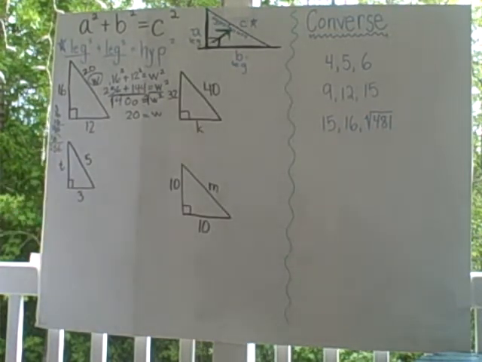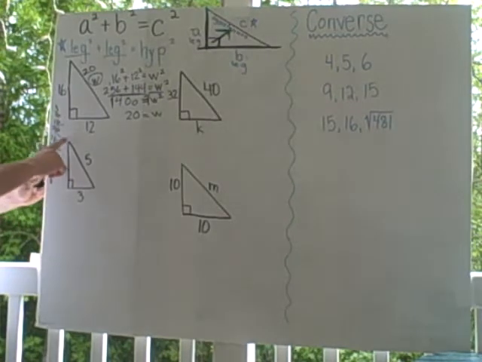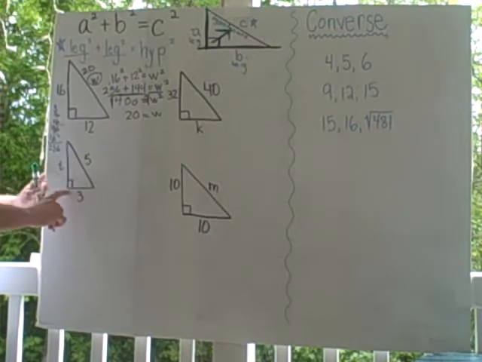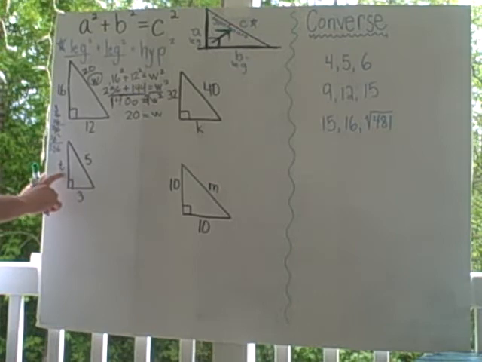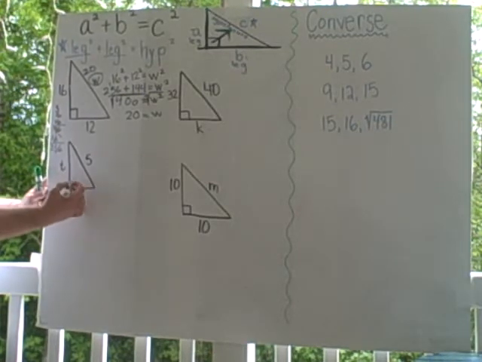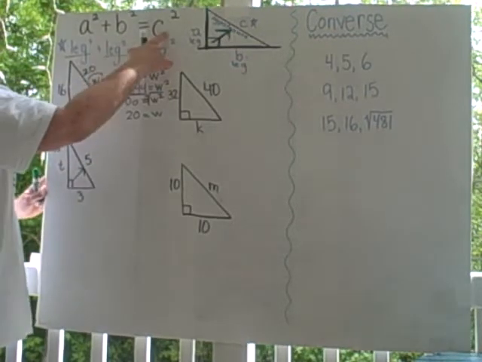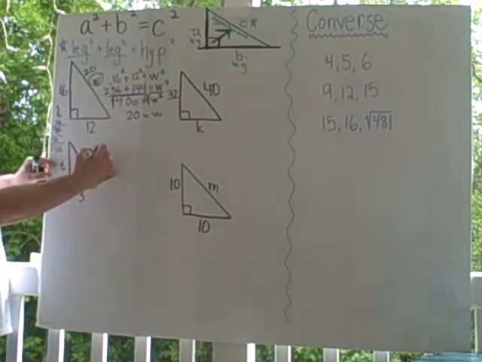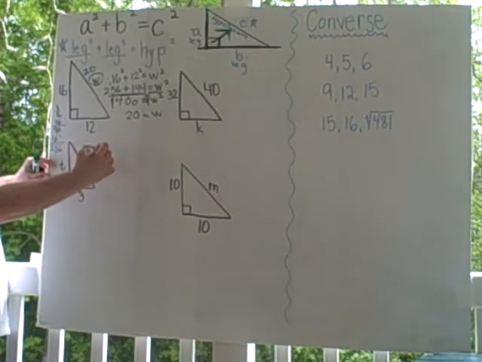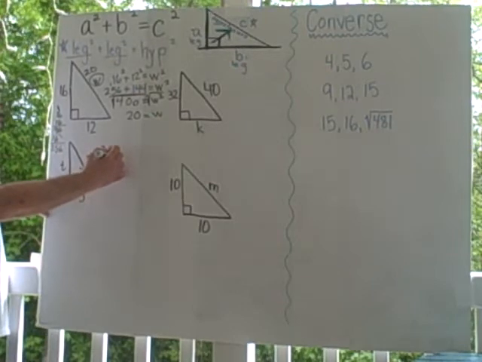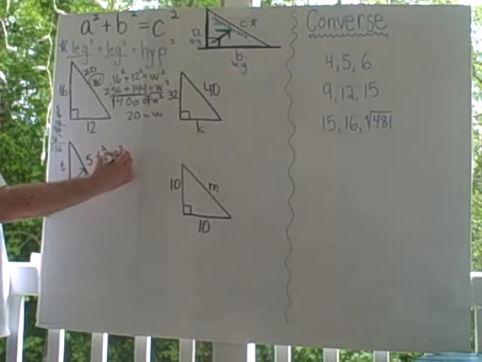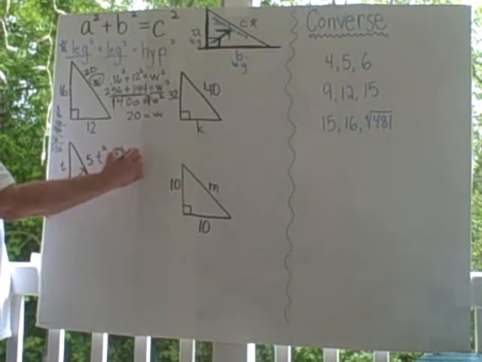Let's look at the second example. This time I'm looking for one of the legs. The leg is identified with the variable t. I know that 5 is my hypotenuse because opposite my right angle there's that number 5. So applying the Pythagorean theorem, I say leg squared, which I'll identify as t, plus 3 squared equals 5 squared.